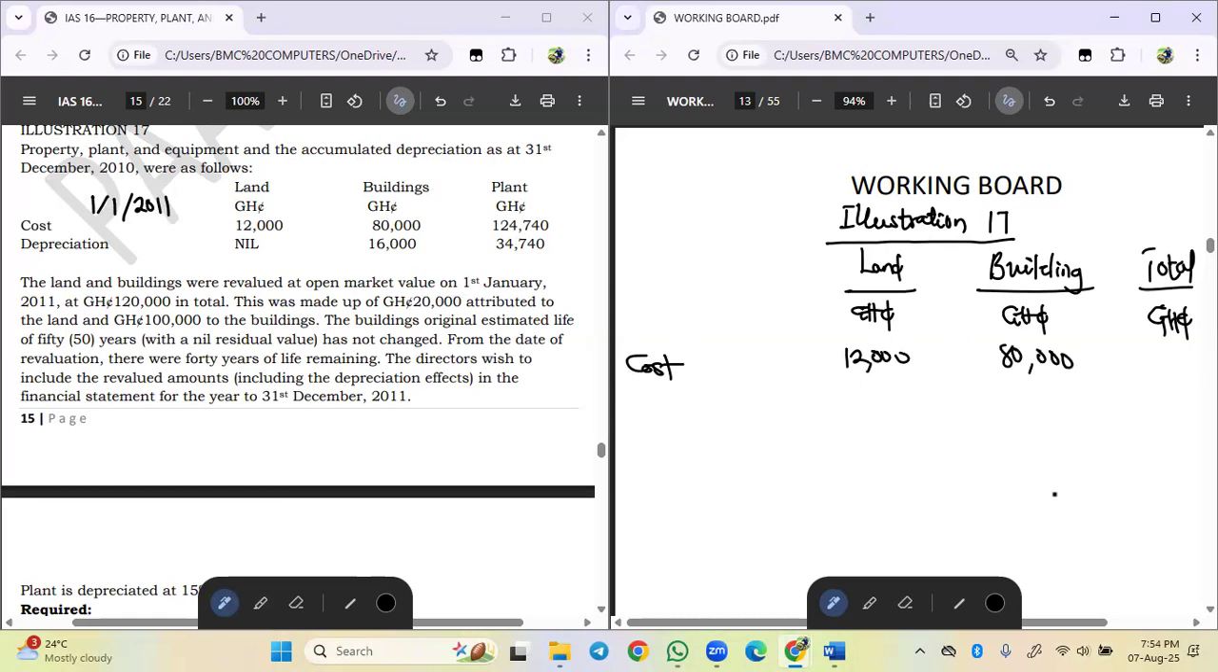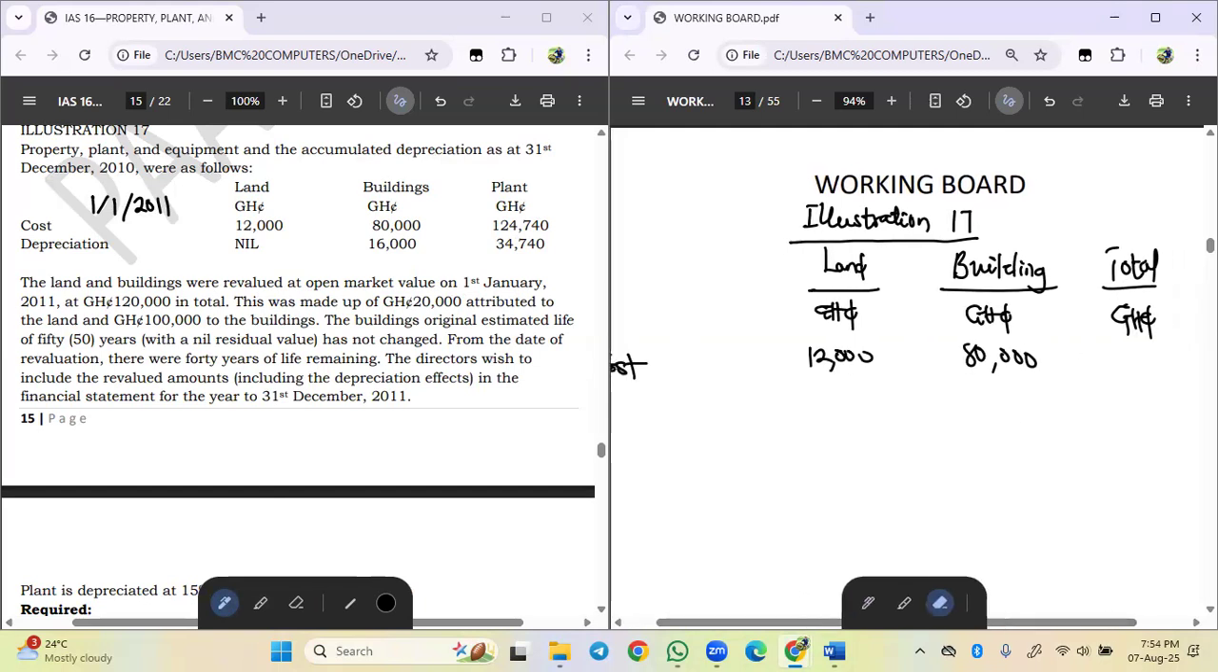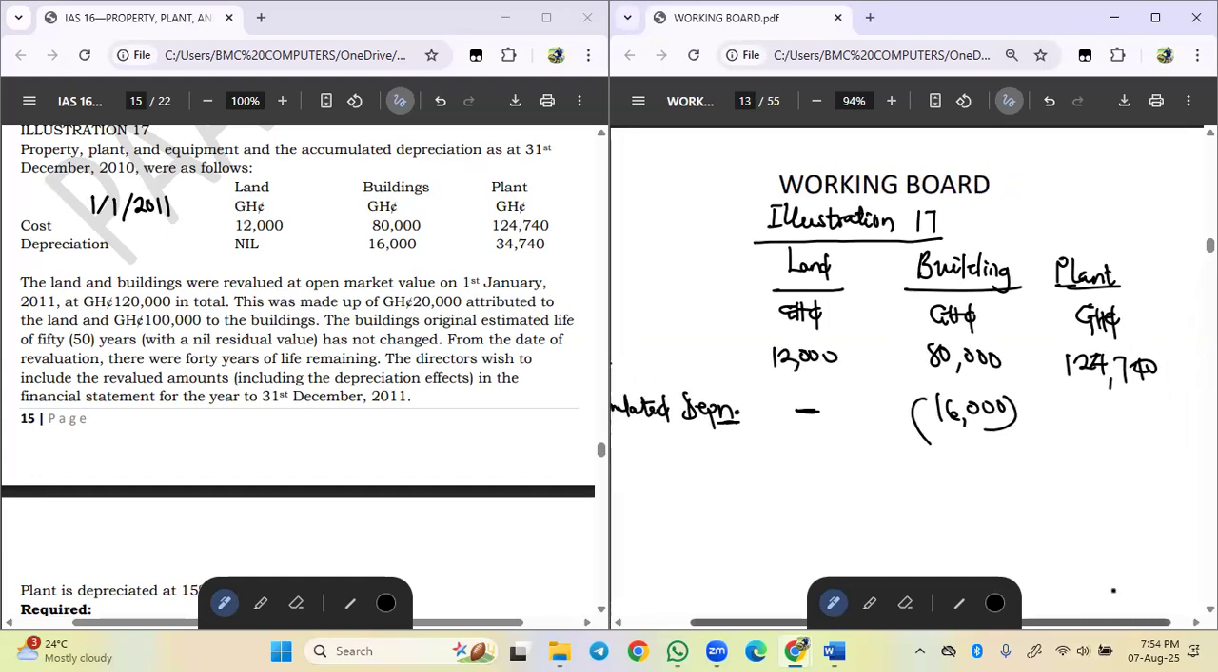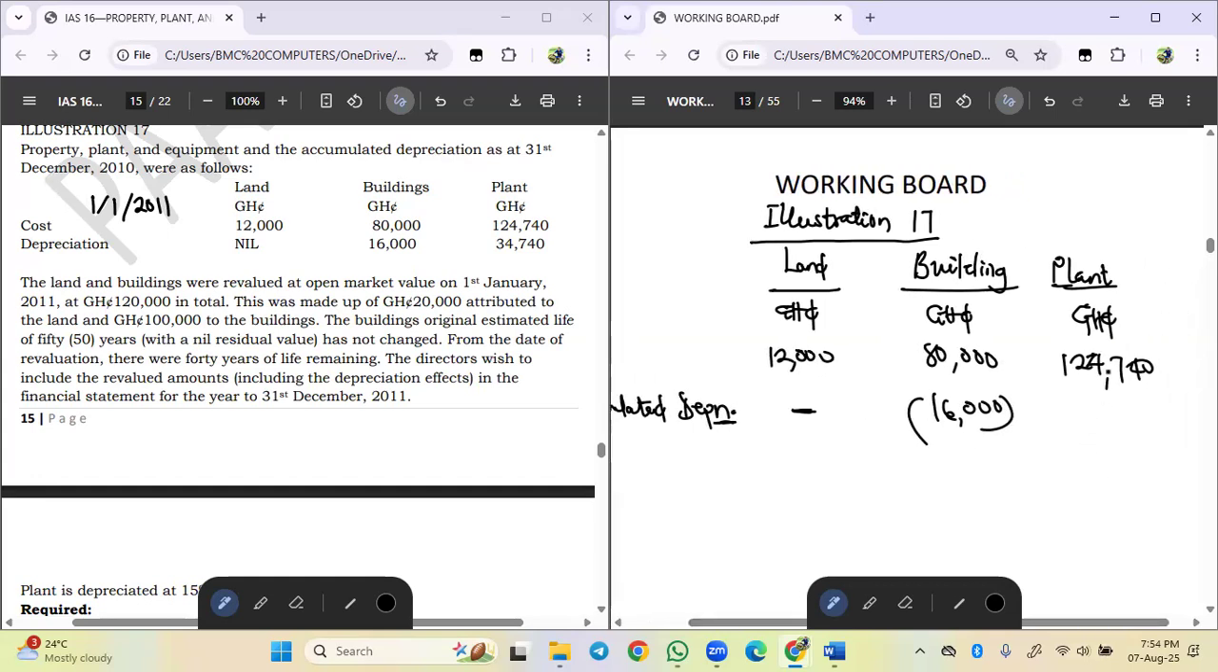The plant, sorry, this is not total. This one is plant. The plant is 124,740. The accumulated depreciation is what? Land, we don't depreciate land, so that one is nil. Building is 16,000. Plant is 34,740.